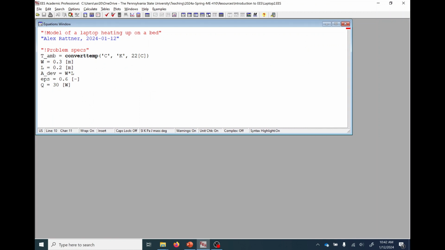Okay, so now we've got our problem specifications in here. We have a model for the system, which basically says that there is radiation and convection heat transfer, and we just need to make sure that those two add up to the total heat input rate. So let's step through them one by one, and we'll start with the radiation heat transfer calculation.